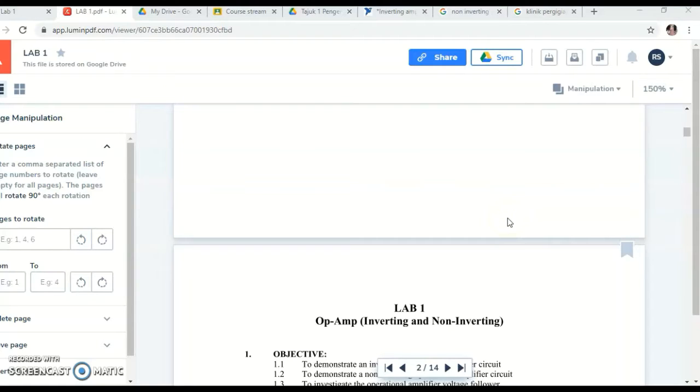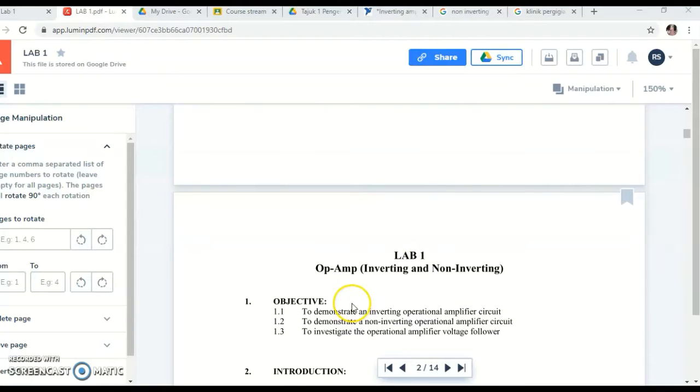In this video, I would like to discuss our lab session 1. Lab 1 is about op-amps. Basically, op-amps have two configurations: inverting and non-inverting. The objectives for lab 1 are to demonstrate an inverting operational amplifier circuit, to demonstrate a non-inverting operational amplifier circuit, and to investigate the operational amplifier voltage follower.